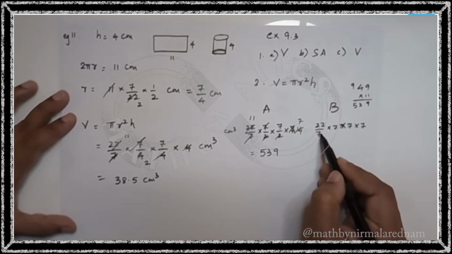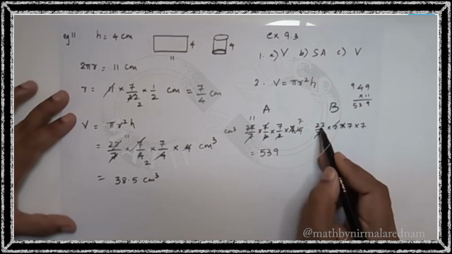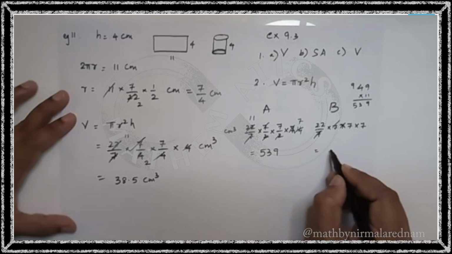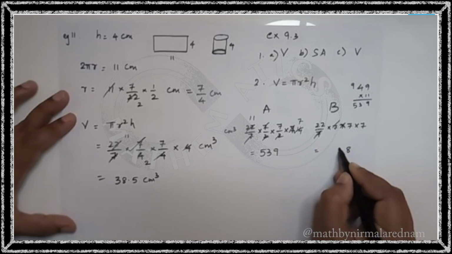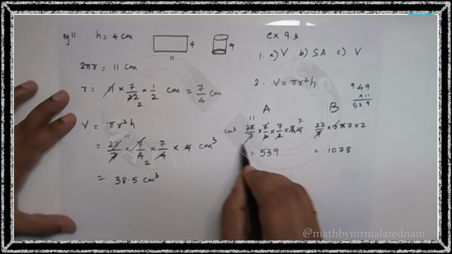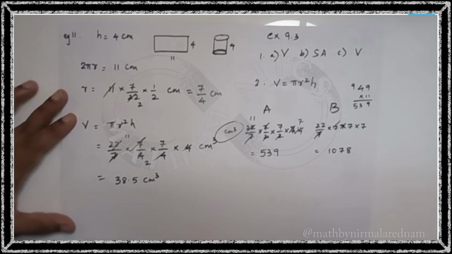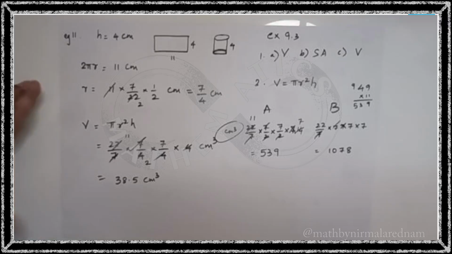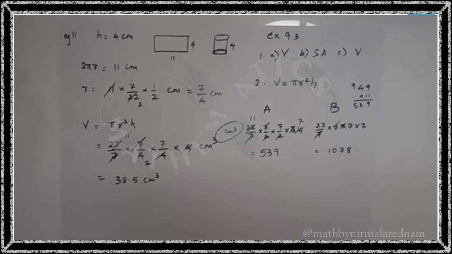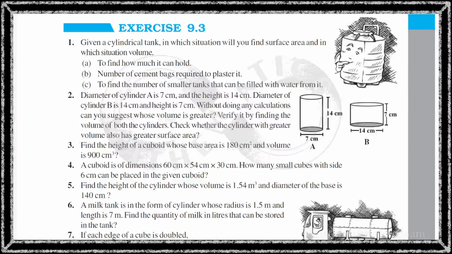Let us look at cylinder B. I am going to have 49 into 22, which is double of this actually, which is going to be 1078. The units are centimeter cube, right? So even by calculation, you can see that cylinder B clearly is having more volume. In fact, it's double of cylinder A. Now next question, check whether the cylinder with greater volume also has greater surface area.